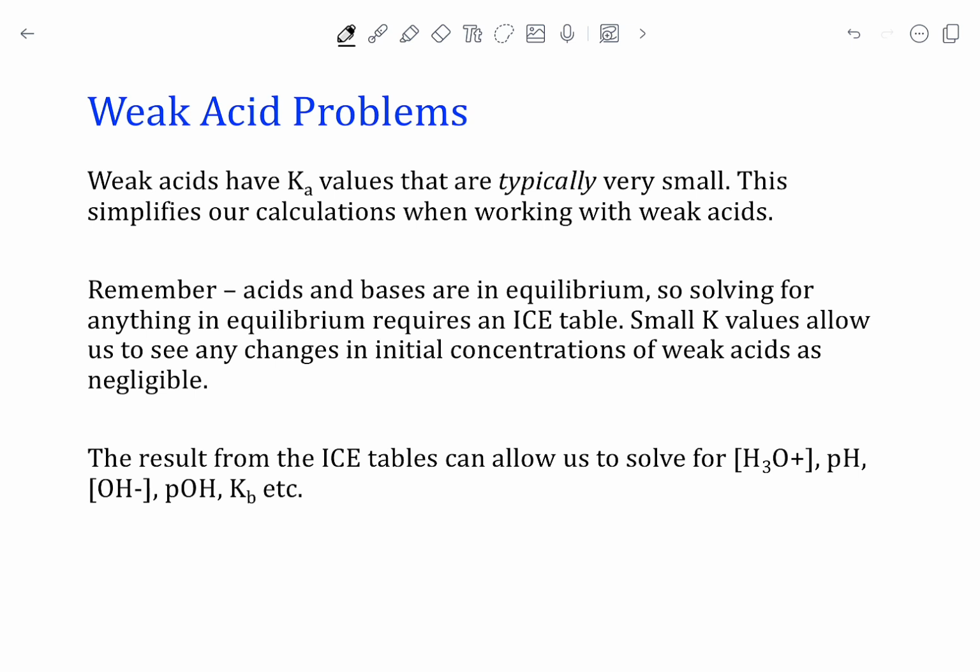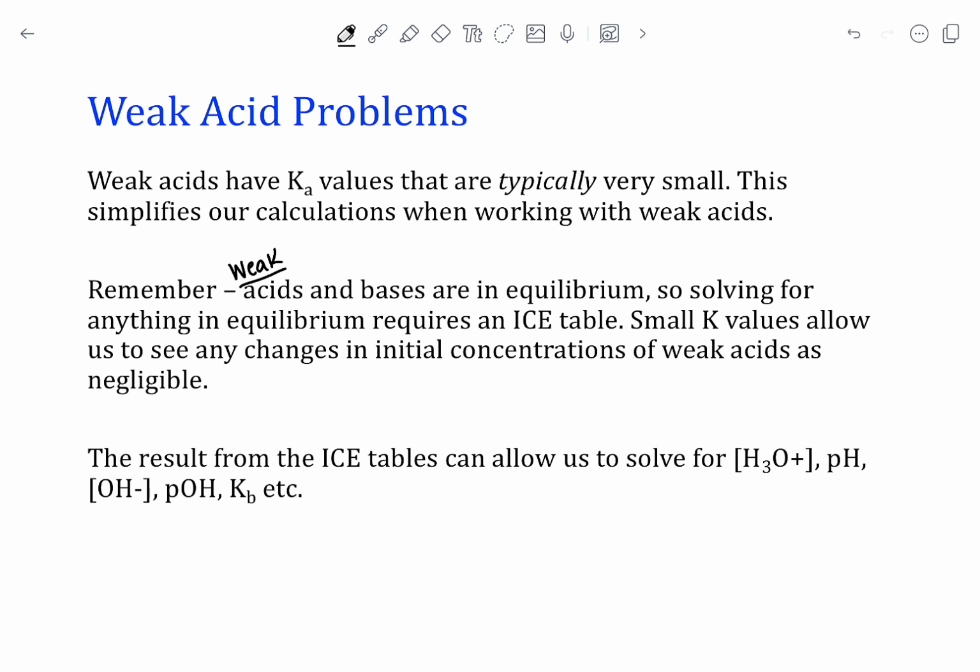So remember, weak acids and weak bases are in equilibrium. So let's put a weak there, because strong acids are not. That's the important word that's missing there. Weak acids and weak bases are in equilibrium. So solving for anything in equilibrium, any concentrations or anything like that, requires the use of an ICE table. Remember initial, change, equilibrium, those tables that we made back in our previous chapter.